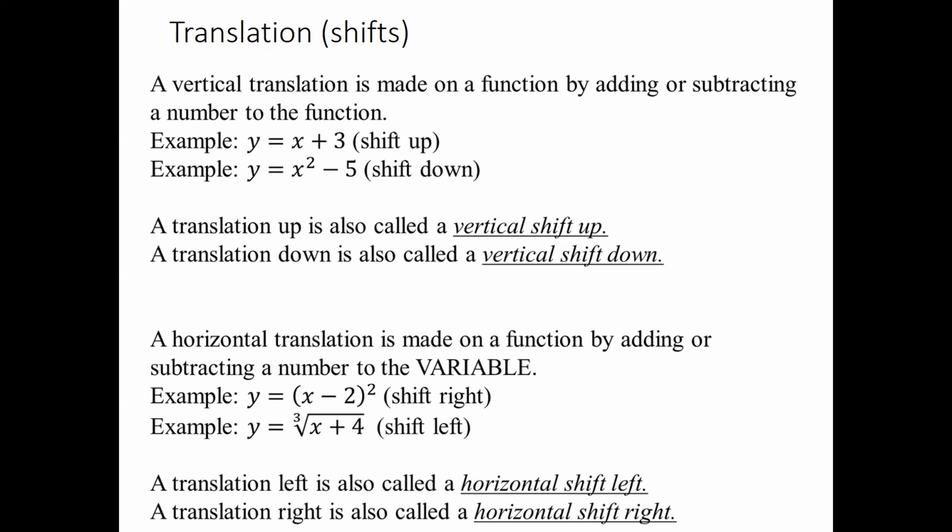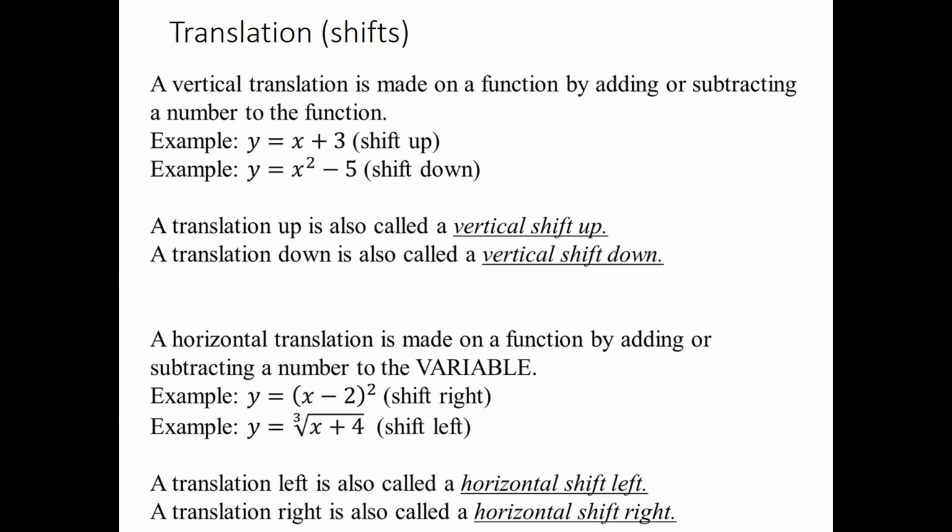Horizontal translations can be made to a function by adding or subtracting a number to the variable. So notice in these 2 examples, the 2 has been put in parentheses before the square. So it's been shoved in there with the variable. It's not hanging out at the end by itself. So this is in with the variable, same way with the cube root of x plus 4.